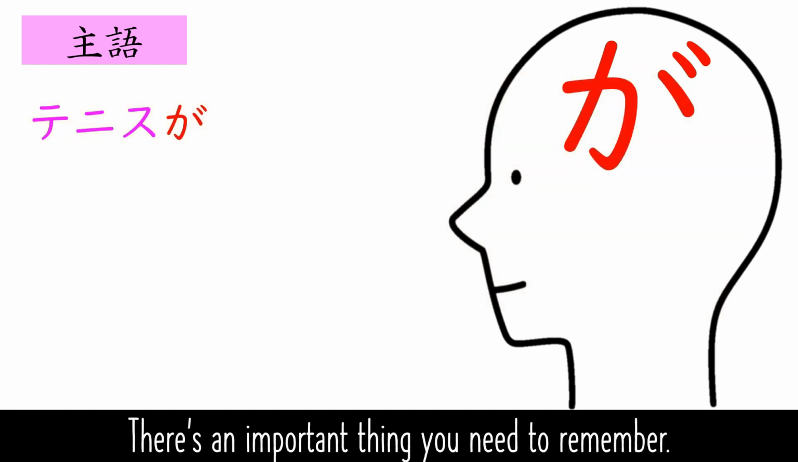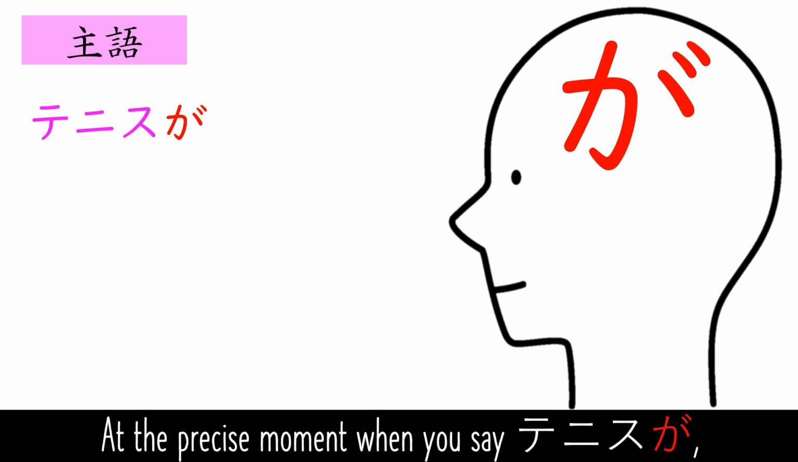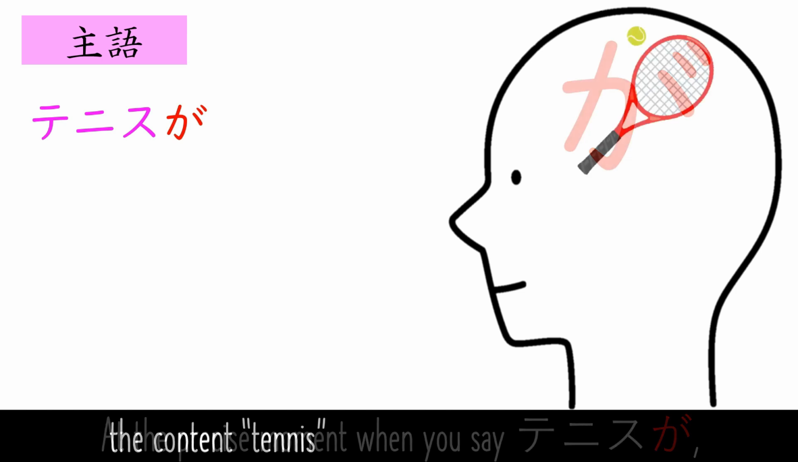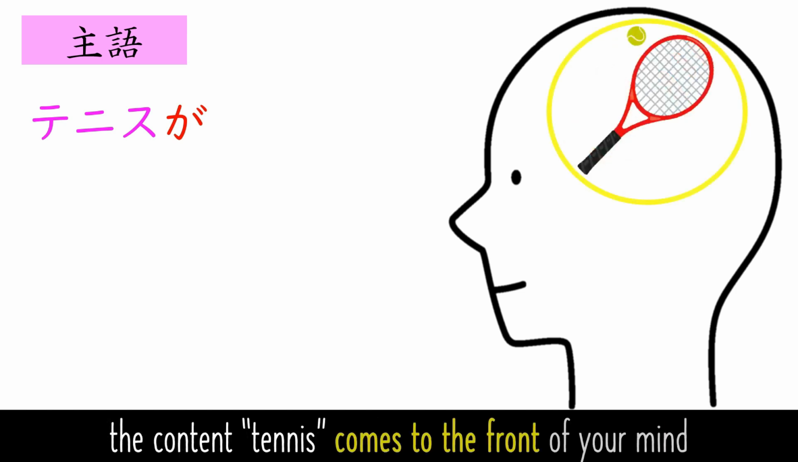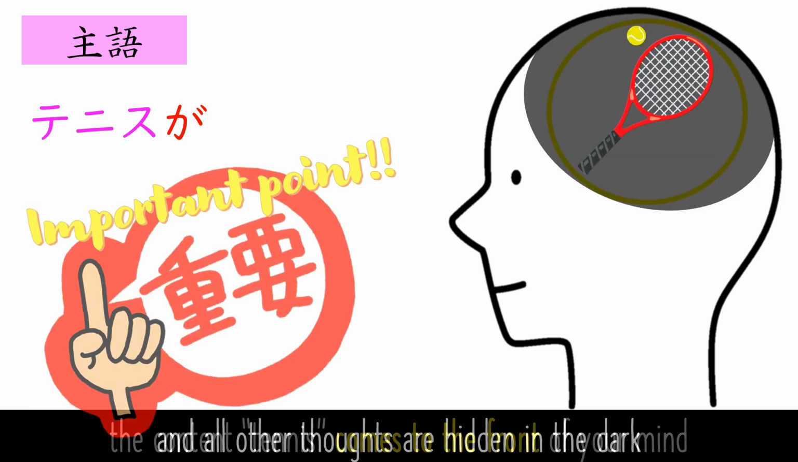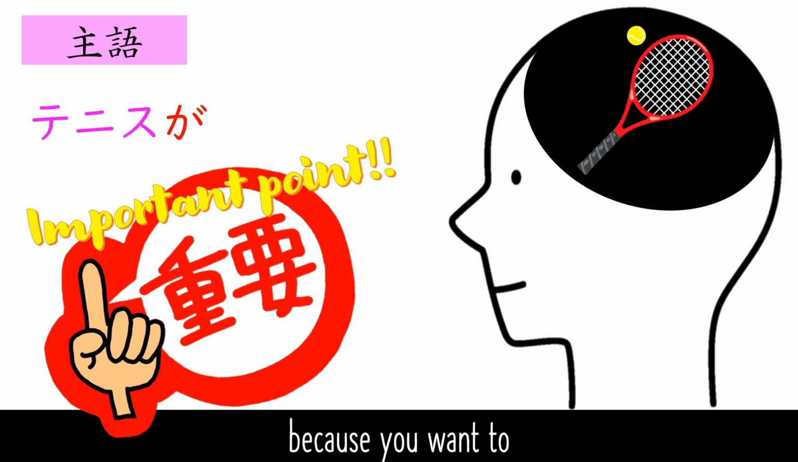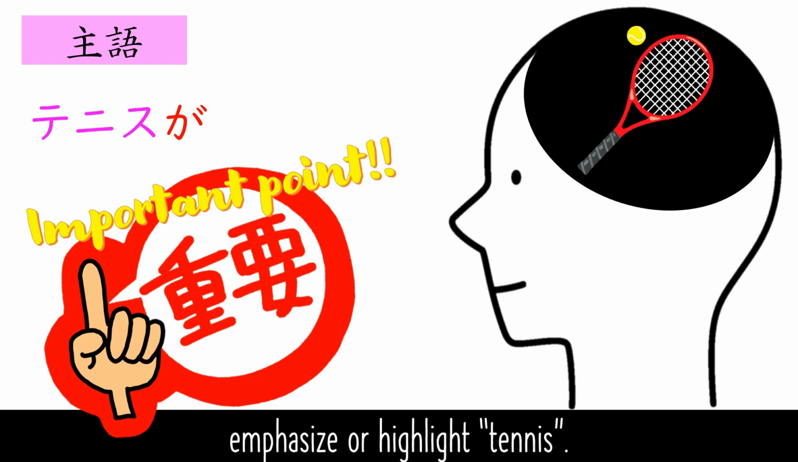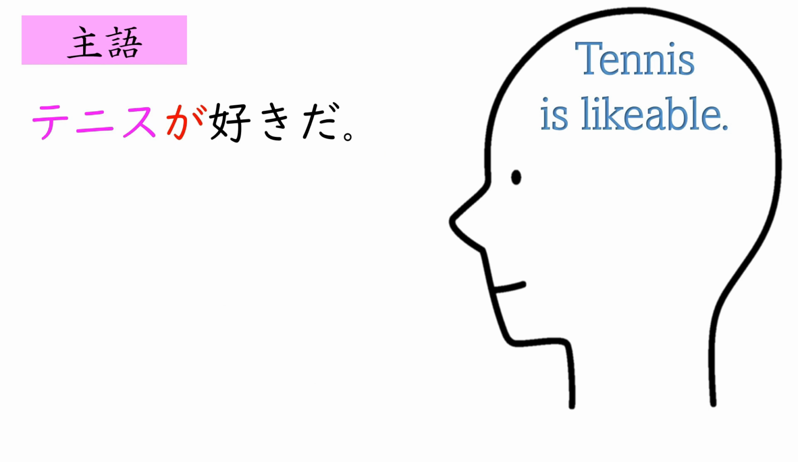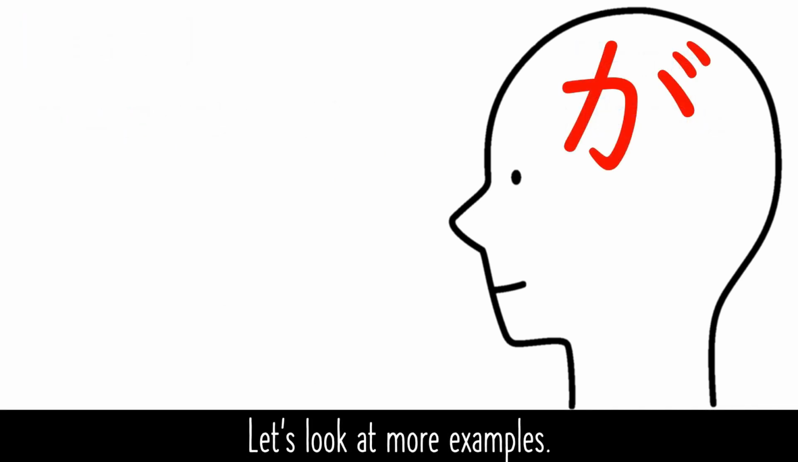There's an important thing you need to remember. At the precise moment when you say, テニスが, the content, tennis, comes to the front of your mind, and all other thoughts are hidden in the dark. Because you want to emphasize or highlight tennis. テニスが好きだ。 Let's look at more examples.